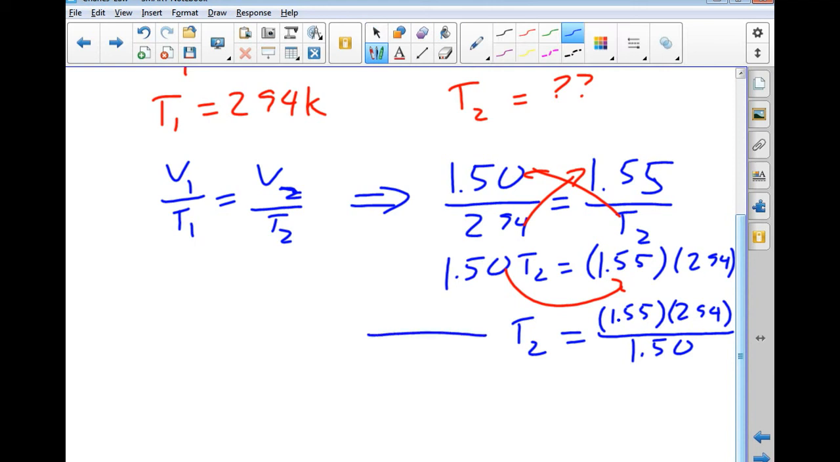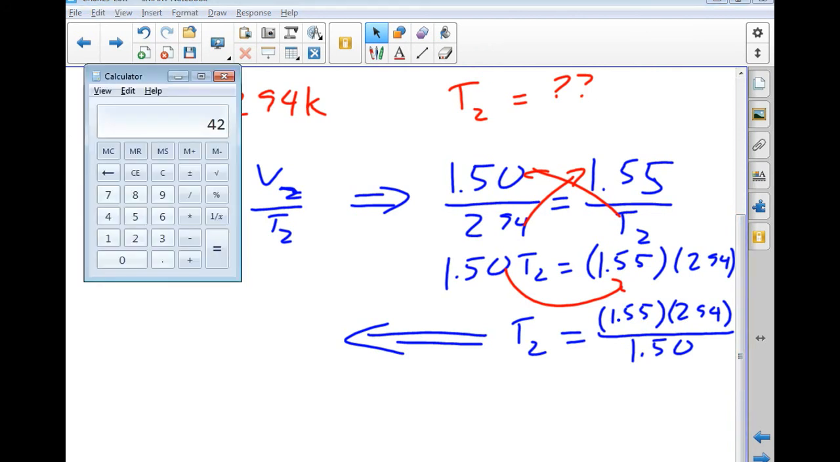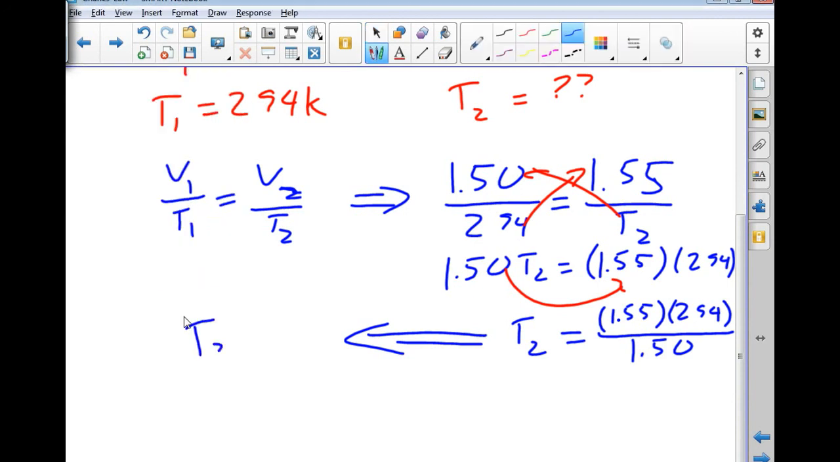So now we get out our calculators. 1.55 times 294 divided by 1.50. That tells us that our temperature outdoors was equal to 303.8 kelvins, or with correct significant figures, 304 kelvins.